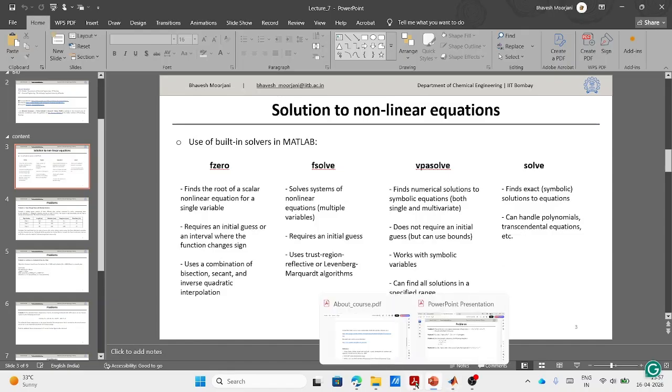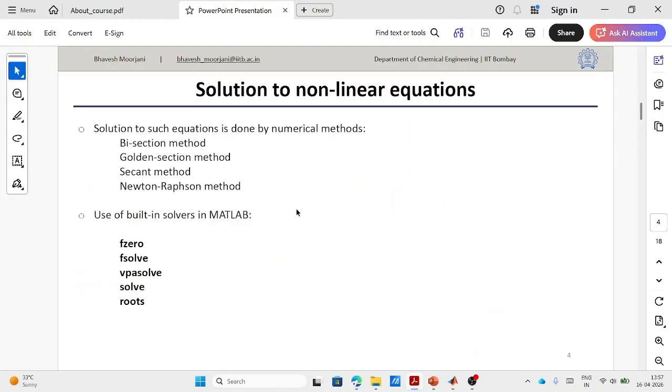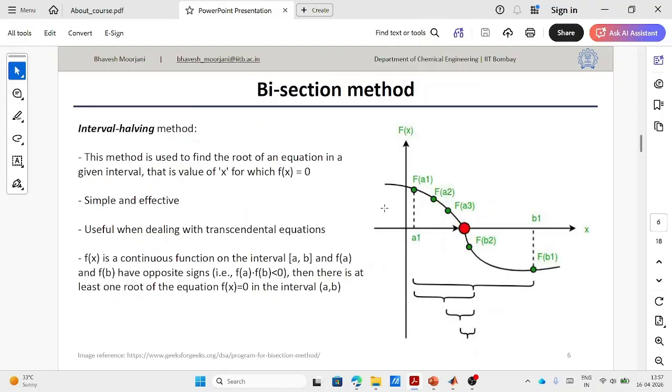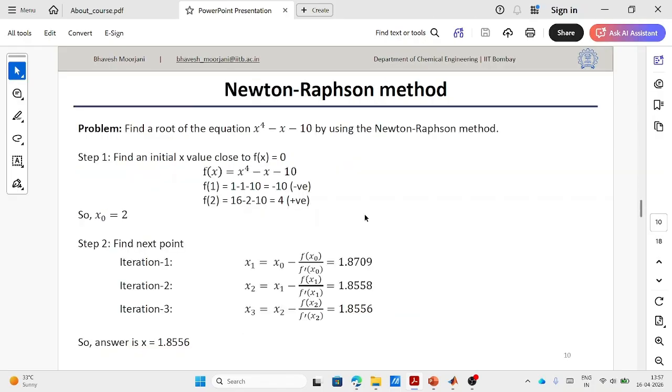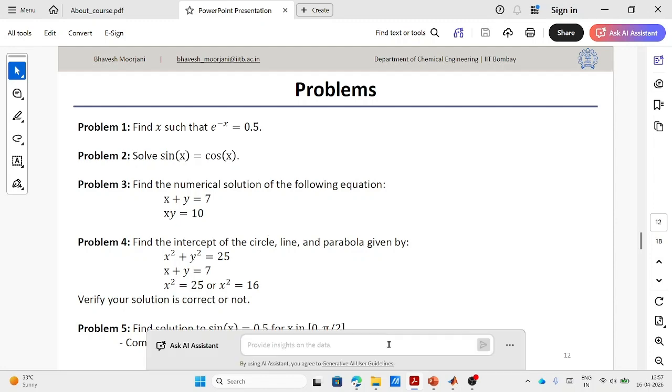And as I was discussing, in the previous class what we had done was we had looked at various examples of the solvers, right? Then we tried to understand some basic methods such as the bisection method and the Newton-Raphson method. We coded it out, and then compared our result with the solvers that are already available in MATLAB. And then right now we are looking at some of the examples of that problem, right?